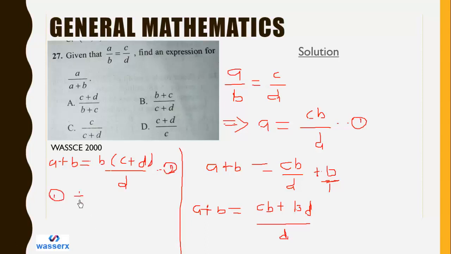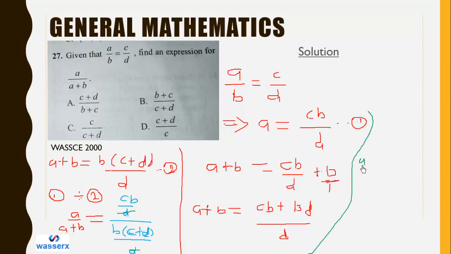So now we divide equation 1 by equation 2. So this will give us A over A plus B to be equal to, we are dividing CB over D over B into bracket C plus D over D. So we have CB over D all over B into bracket C plus D over D. So we simplify this further again to obtain A over A plus B is equal to CB over B into bracket C plus D. So this cancels this and we obtain C over C plus D.